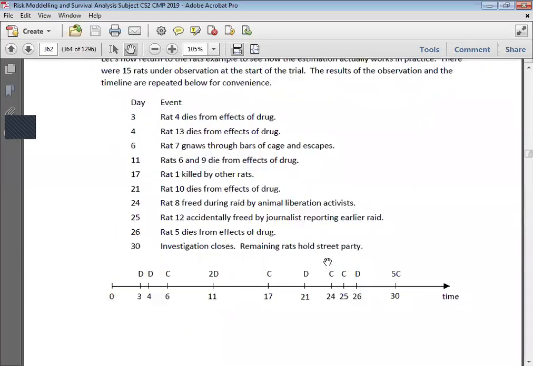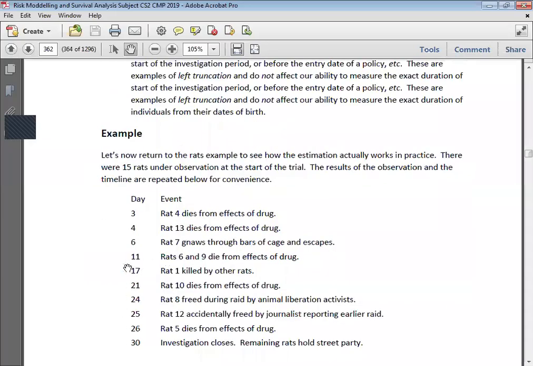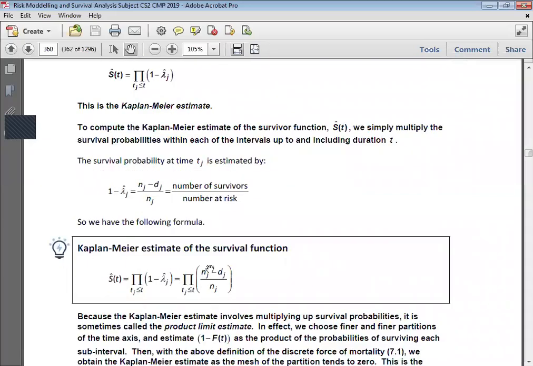And now if you see here, this is precisely how you define the Kaplan-Meier estimate of the survival function. Any doubts so far?